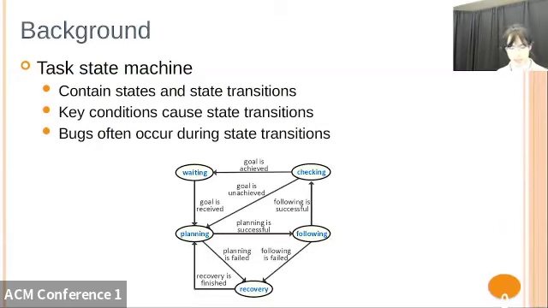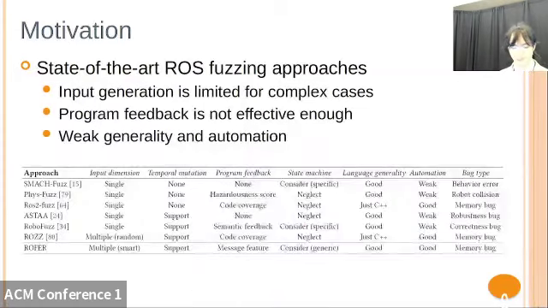Third, a robot task can explicitly or implicitly have some possible states, and these states are transformed between each other to handle different execution situations. The figure shows the simplified state machine of a ROS navigation task.